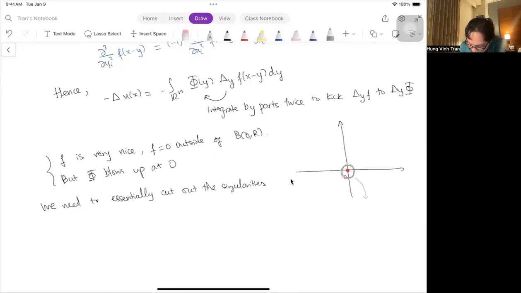So put a ball of center 0, radius epsilon around it. And then we cut it out, right? We cut out this little ball that has a singularity. Okay. And we deal with the outside part. So we deal with the outside part. Okay. All right, so that's the idea.